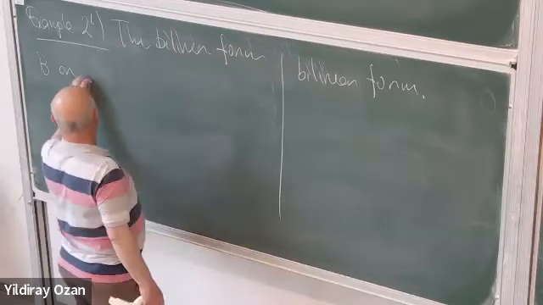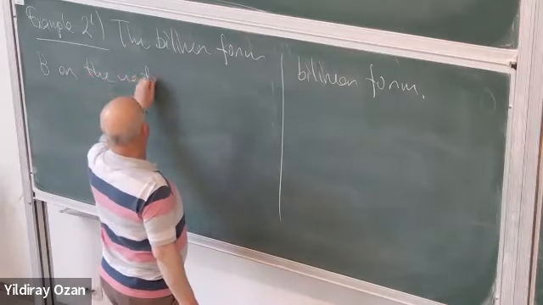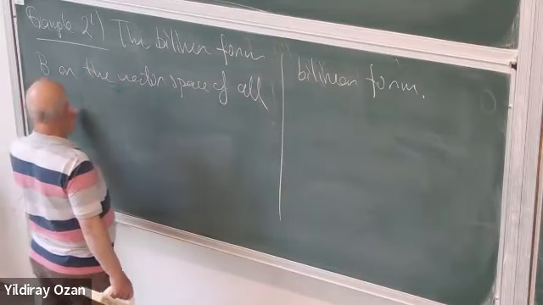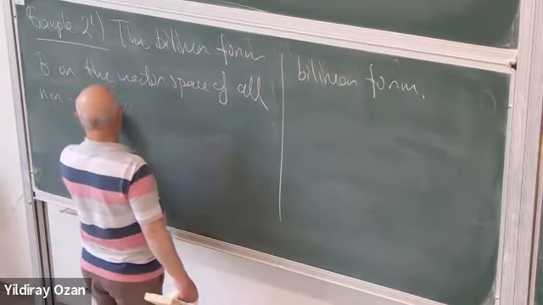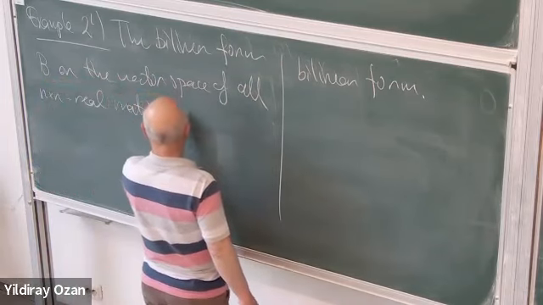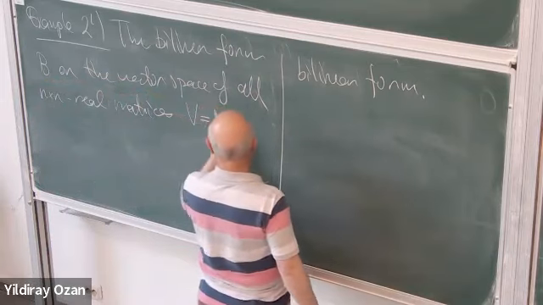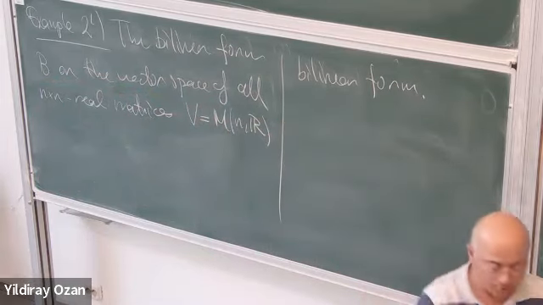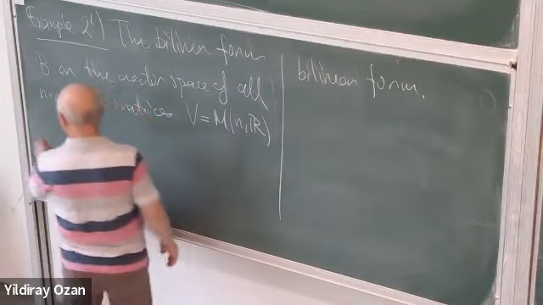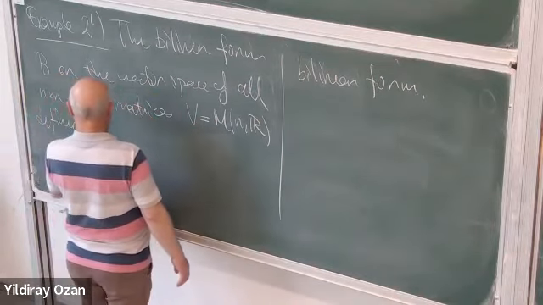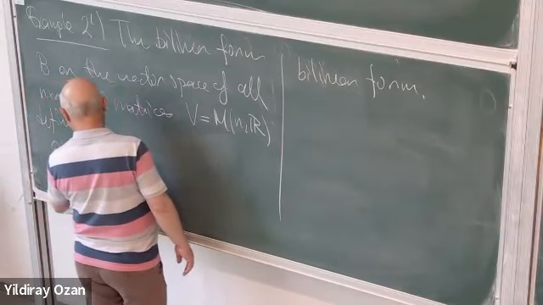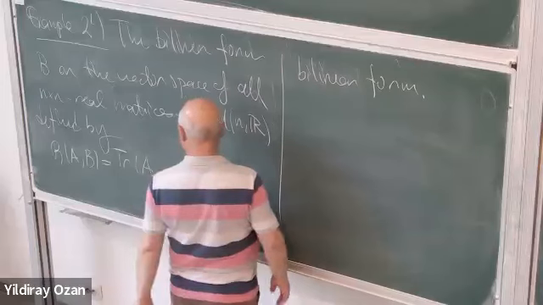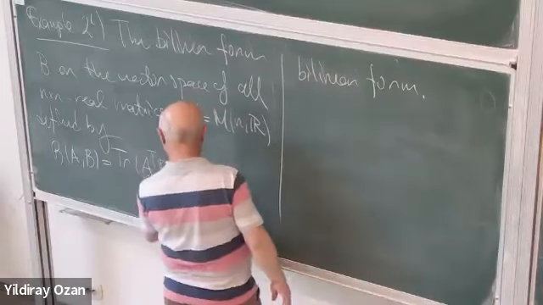The vector space. And by that, real matrices, divided by B. So these are matrices, but I just think of things of A transpose B.